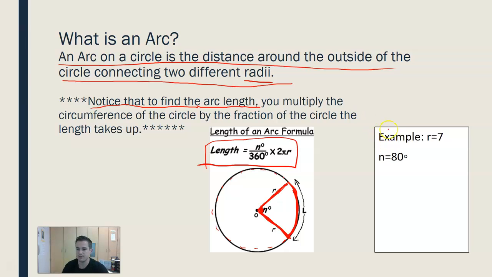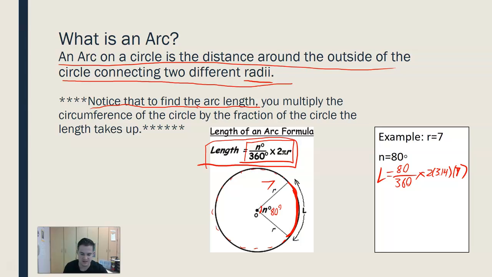So let's do an example. This one says, say r is equal to 7 and n is equal to 80 degrees. So let's say the radius here is 7 and this angle here, n, is 80 degrees. Well, to find arc length, I take n over 360 times 2 pi r. So I'll take 80 divided by 360, because that'll give me the fraction of the circle that that arc length takes up, times 2 pi, which is 3.14, times r, which is 7. So I can just do that on my calculator.